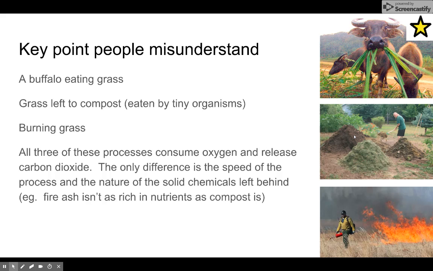So there is no difference in terms of global warming whether you feed the grass to a buffalo, let it rot, or burn it. Now, there's a difference in the soil quantity, but if you think you're helping global warming by composting, no, you're not. You're just releasing the CO2 at a different rate.